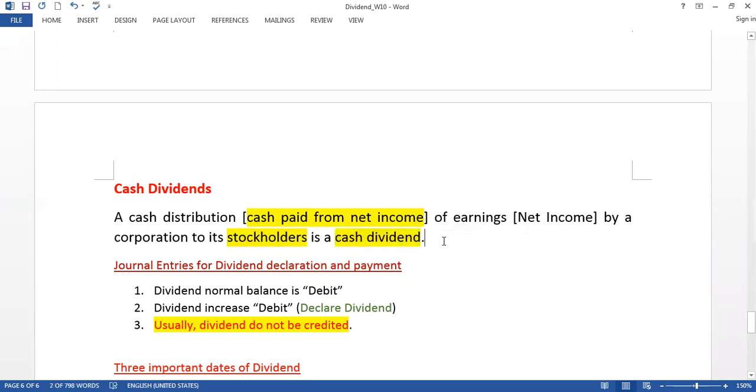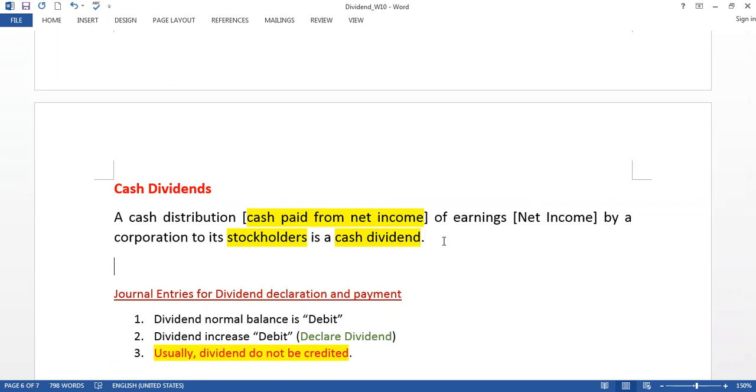So what is the summary? Summary here is, if you receive any cash from net income, it is dividend. Do you understand? Very simple definition. If you receive cash from business, and this cash came from the net income, this is the dividend.